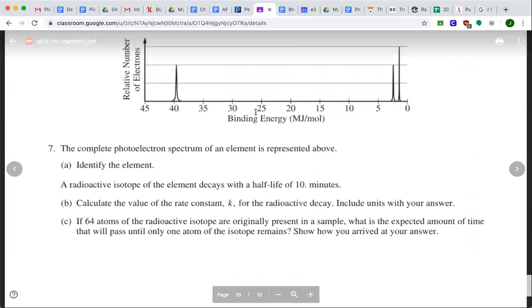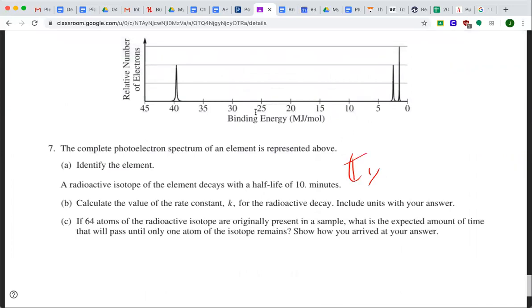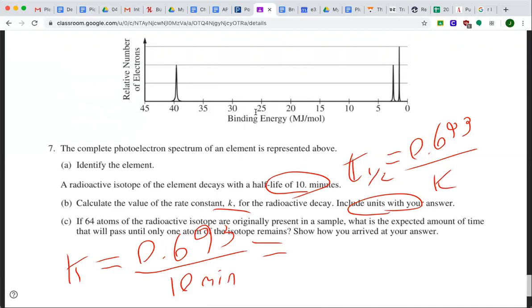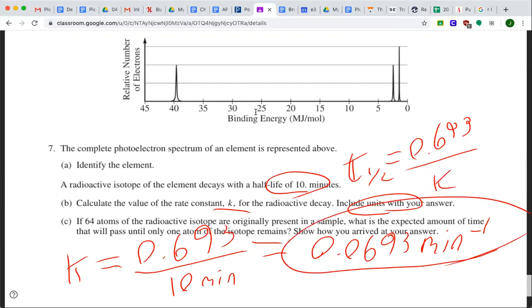So T of 1/2 equals 0.693 over the rate constant, and we can plug in. So you've got 10 minutes, and the rate constant units with your answer. Okay, so K equals 0.693, dividing both sides by 10 minutes and multiplying both sides by K, divided by 10 minutes, which equals 0.0693 inverse minutes. Okay, that's your answer for part B.